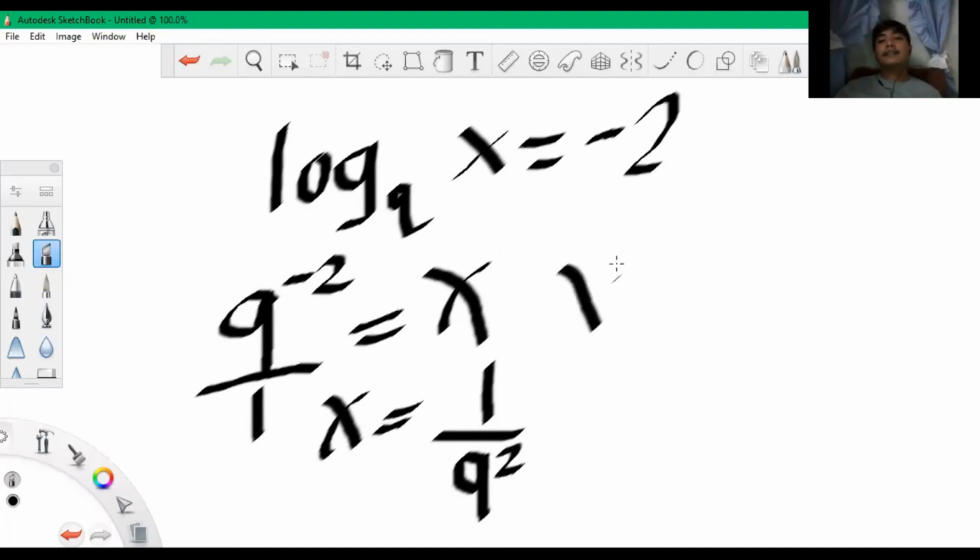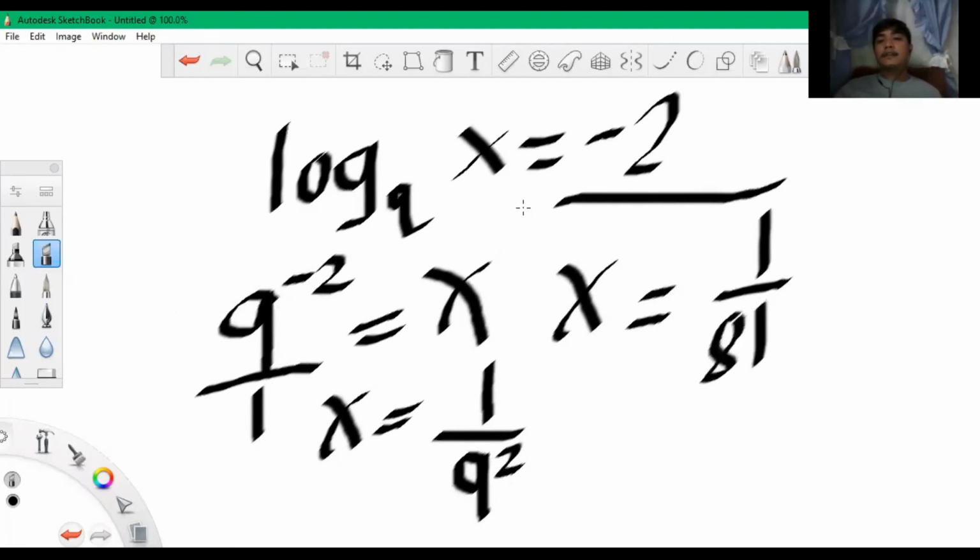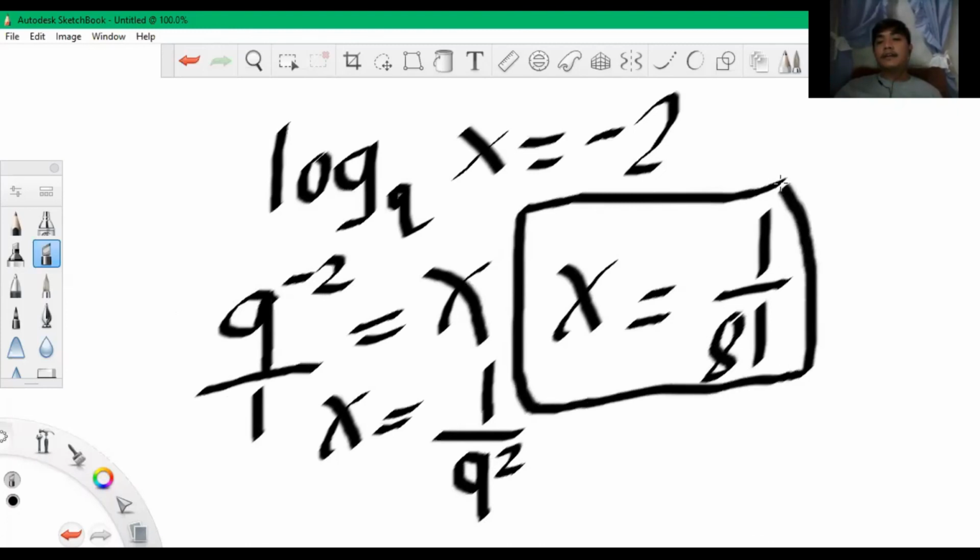So we have x is equal to 1/9 squared, and 9 squared is equivalent to 81. So our answer in this example is 1/81. So we can write this logarithmic function as the logarithm of 1/81 to the base 9 is equivalent to -2. So that's it. So that is the logarithmic function.